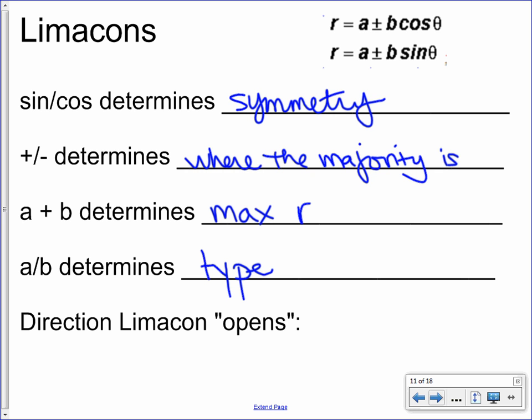Okay. I just stole the slide from my pre-calc notes. We're not going to go through the direction of the limacons and where it opens, just where a majority of it is. If it's sine and it's positive, then a majority of it is going to be above the pole. If it's cosine and it's A minus B, a majority of our limacon is going to be to the left of our pole.